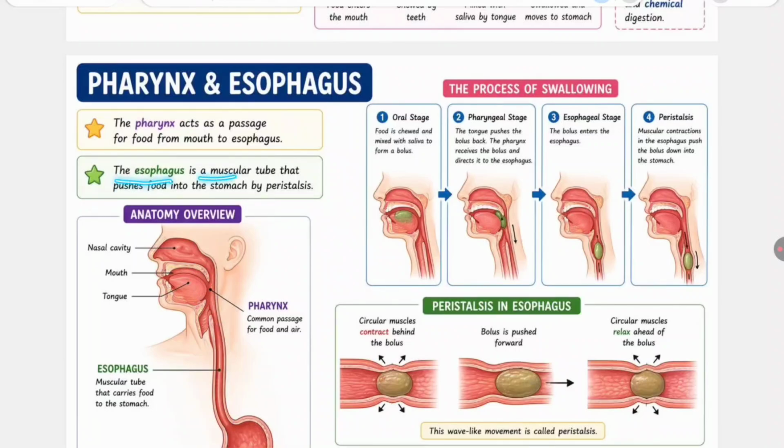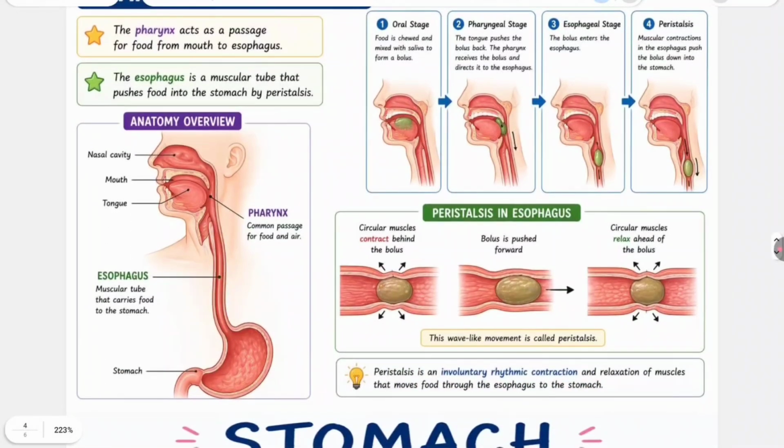The esophagus is the muscular tube that pushes the food to the stomach by peristalsis. Here also the peristalsis process will take place. Without the peristalsis process, food cannot move. So the esophagus is a muscular tube-like structure. Muscular tube means it is made up of muscle. There are no bones, only a muscular tube-like structure, which pushes the food into the stomach by peristalsis. By the peristalsis process only, food will be pushed by the esophagus into the stomach.